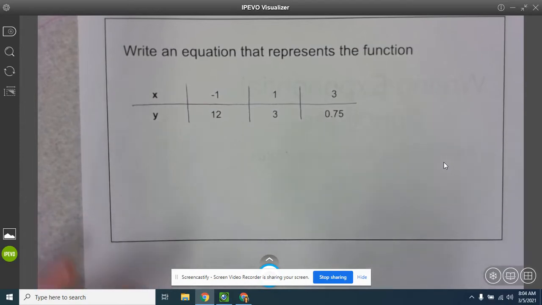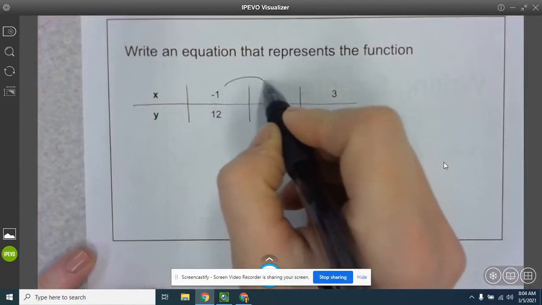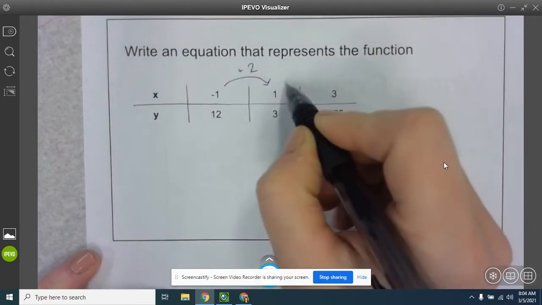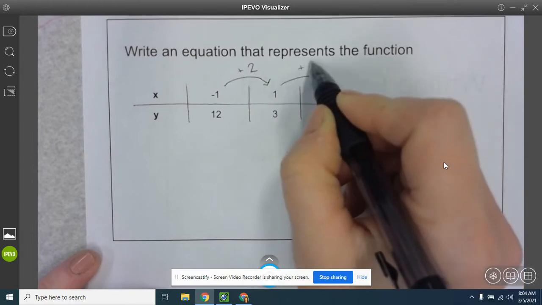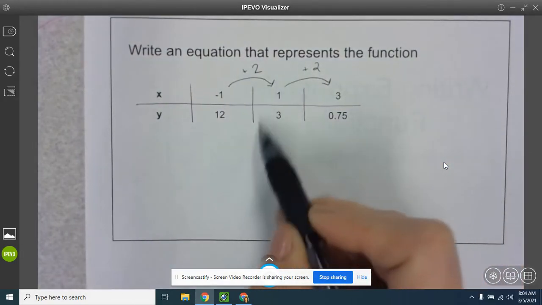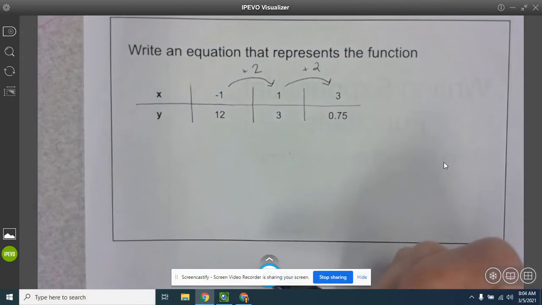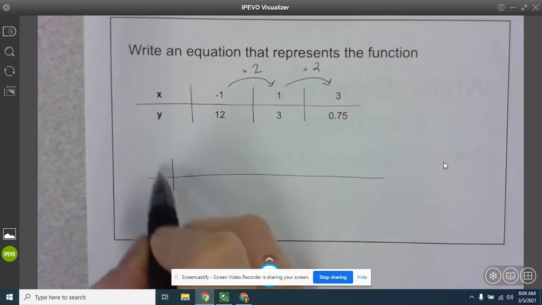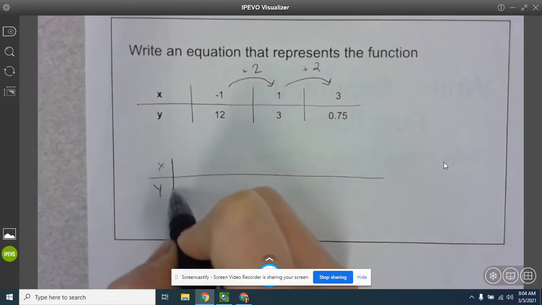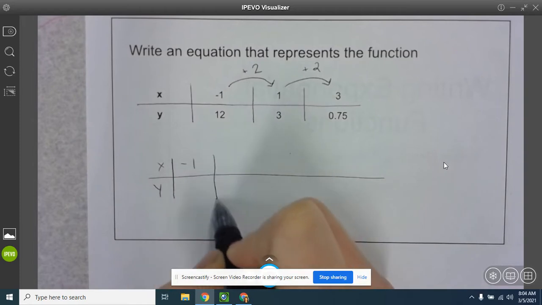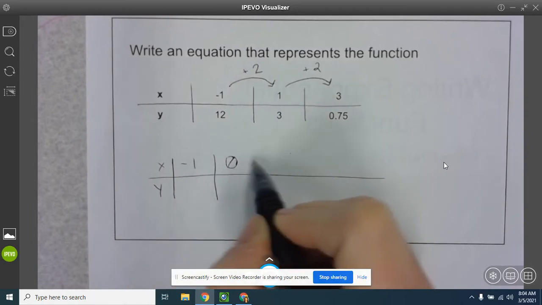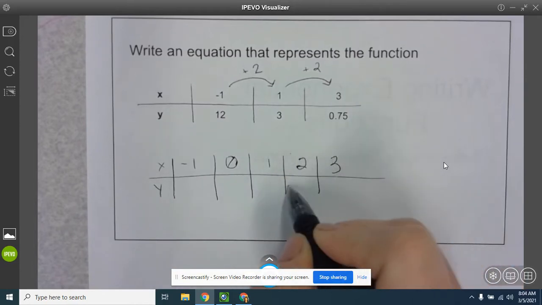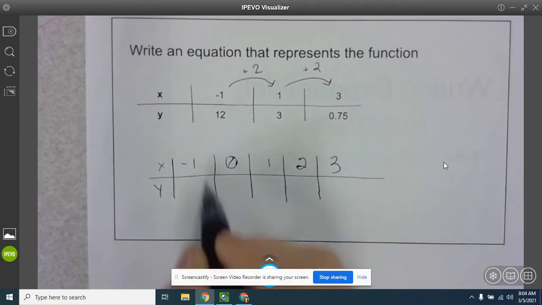And one thing that I notice is that this jump in x is not +1. I'm going up by 2. So there is a missing term here in the middle. So one thing that might be beneficial is to rewrite this as a new table and put in all of the x values we're going to need. So -1, 0, 1, 2, 3. And then figure out these missing pieces.